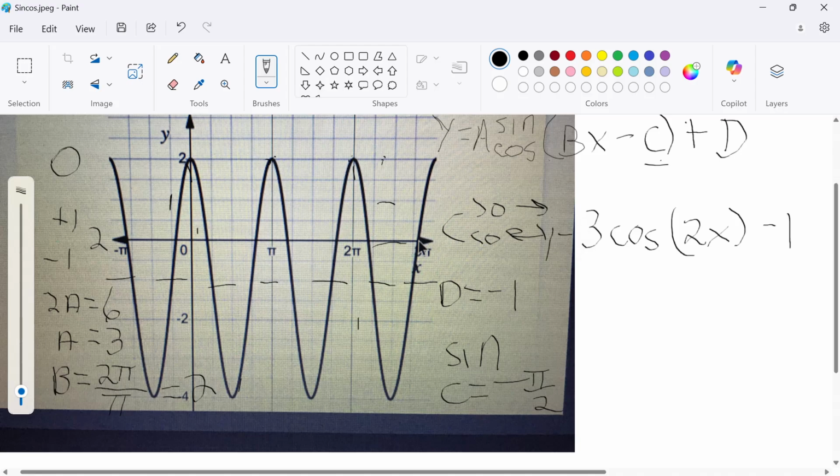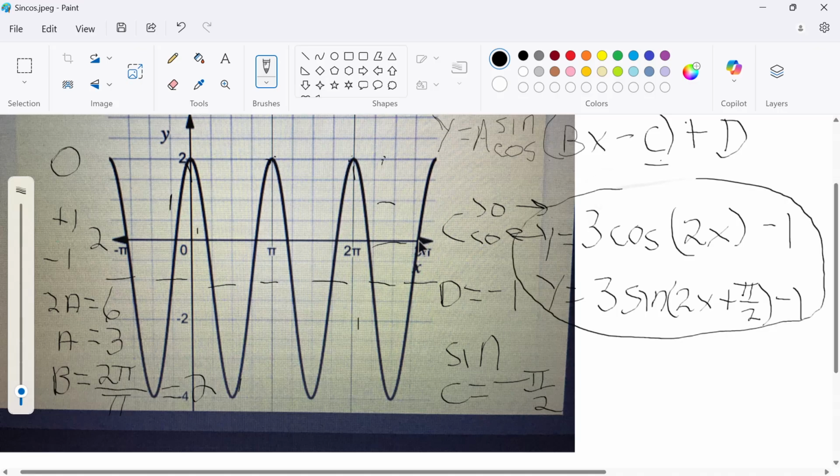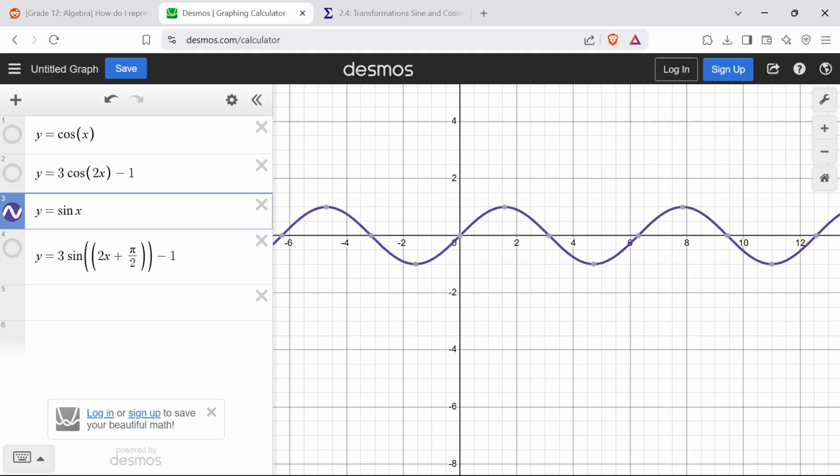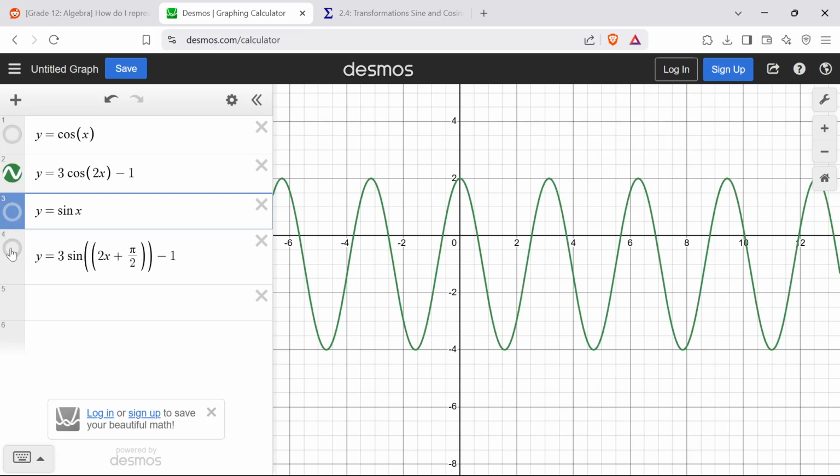So this is the cosine. Here's the sine one. It's going to be 3 sine, B is still 2, 2x. And now it's going to be minus negative pi over 2, so plus pi over 2. And then minus 1, because the midline moved down to minus 1. So there's the cosine function, and there's the sine function. And I'll go to Desmos and show those. 3 cosine 2x minus 1, and 3 sine 2x plus pi over 2 minus 1.